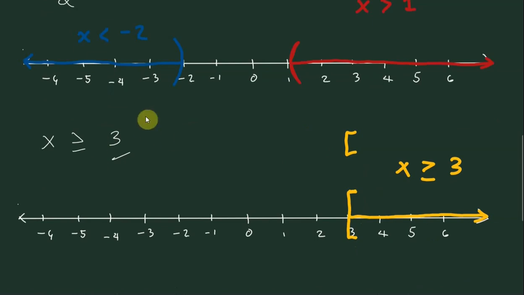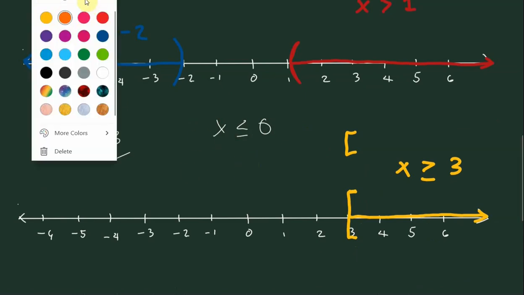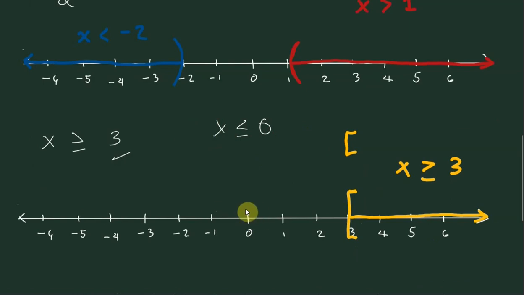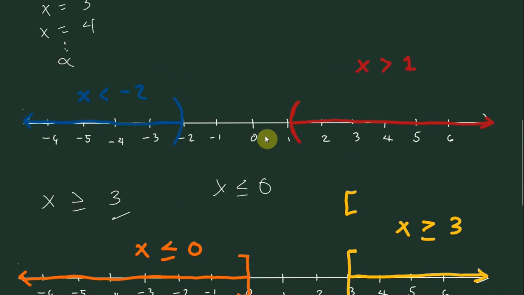Another example. Let's say x is lesser than or equal to 0. Here is 0, so we include 0, and then we draw a line up to negative infinity. So this is x lesser than or equal to 0. So those are the inequalities and how to graph them.